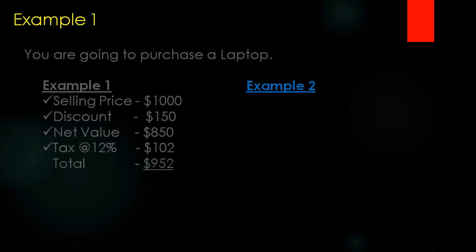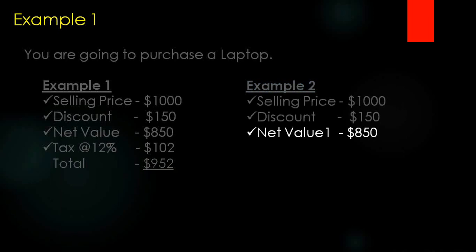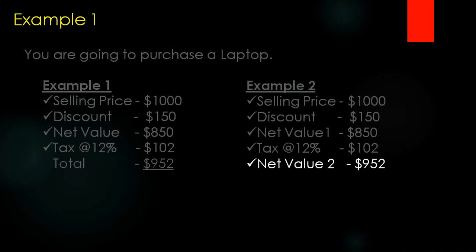Example number 2, when you are purchasing something, say online. So I went to the Dell website and I want to order a Dell laptop. So here there could be some different pricing. Say selling price is again 1,000, discount is 150. Again, net value will be 850. However, the tax is the same here, 102, but again the net value will be 952.